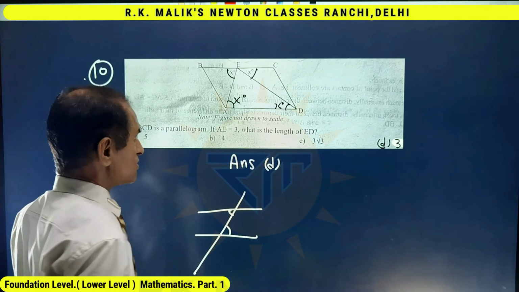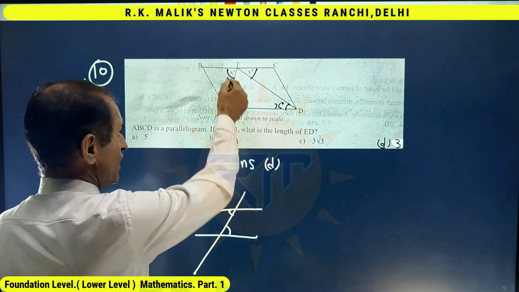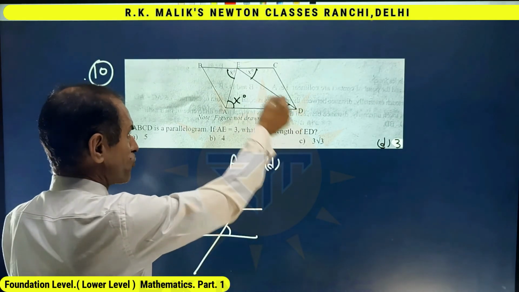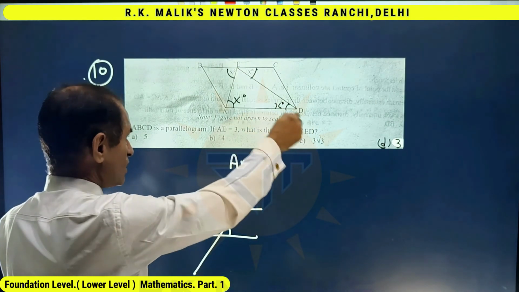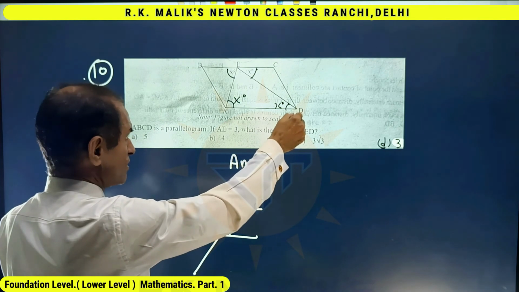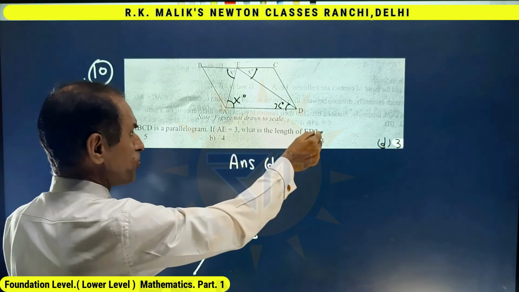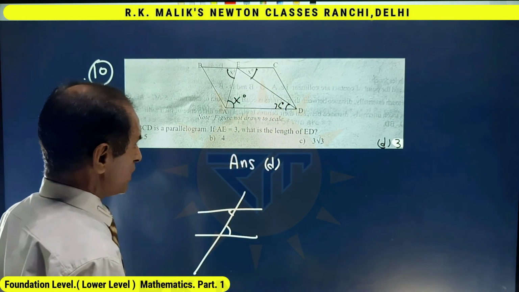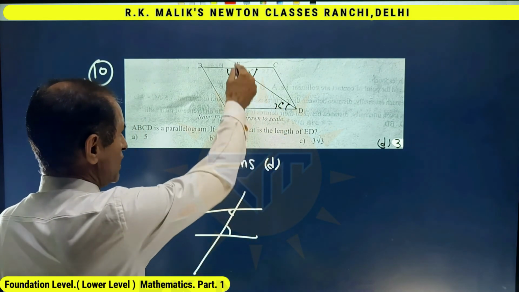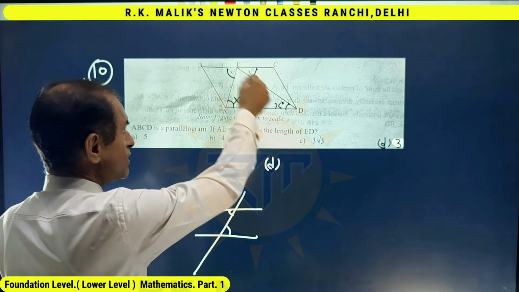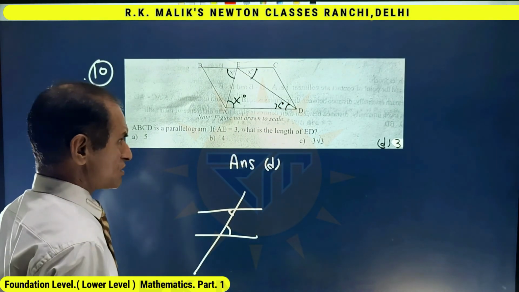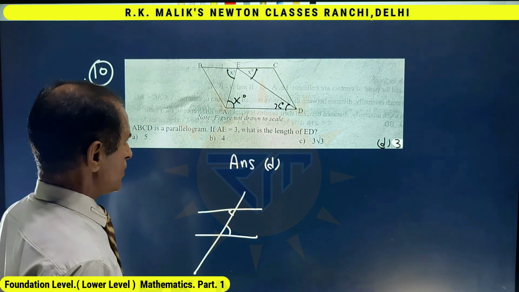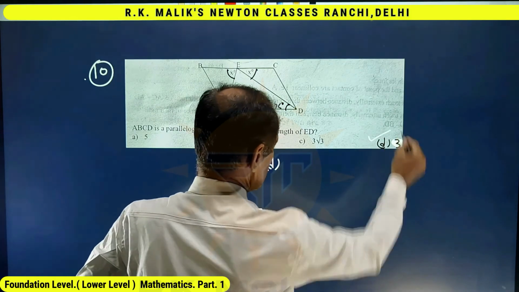You can take AE as a transversal. Hence, if this angle is x degrees, this will also be x degrees. Similarly, proceeding in the same way, ED can be taken as a transversal for these two parallel lines. Hence, if this angle is x degrees, this will also be x degrees. And because AE is 3, therefore ED will also become 3 because the triangle is isosceles. Hence, the correct choice becomes D.